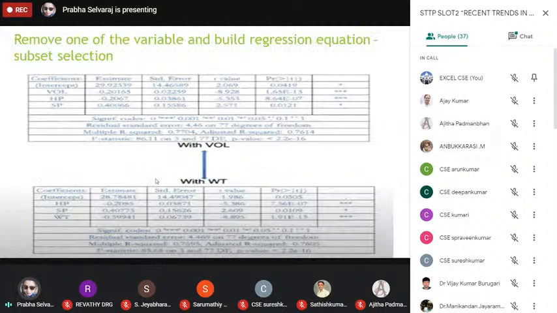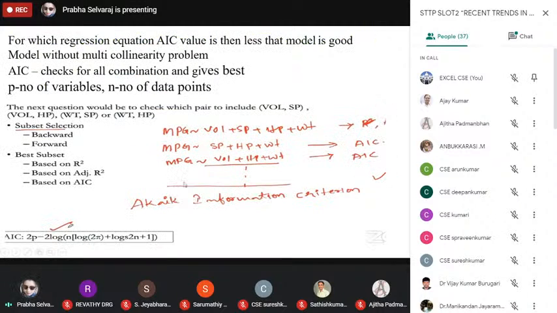I have identified many things like this, but there are so many combinations. MPG depending on volume, SP, HP, WT; MPG depending on SP, HP, WT; volume, HP, WT; MPG depending on volume and HP; SP and HP. Likewise, various combinations are there. So now I just want to find out among all the models which one is the best one. How to identify that? I have to apply AIC. The Akaike information criterion should be applied.